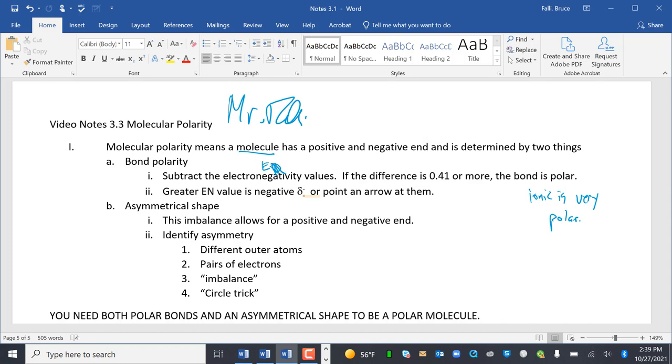Okay. Greater electronegativity values, so this is EN. Greater electronegativity value is negative, and you'll show this by delta negative or point an arrow at them.